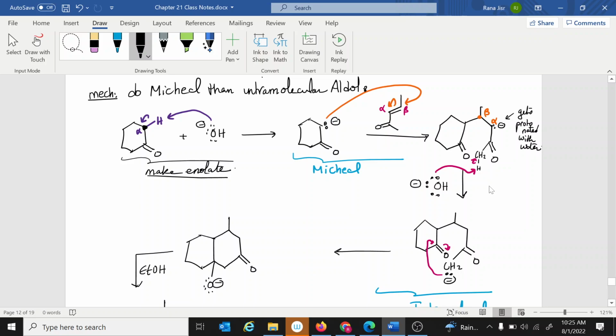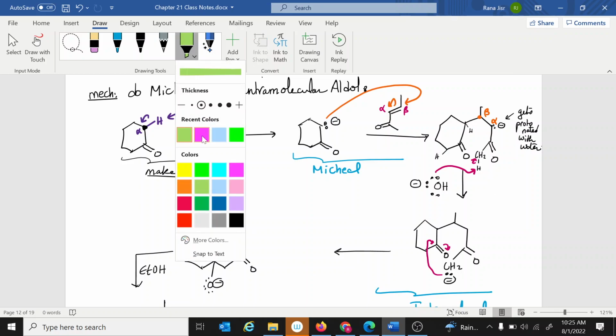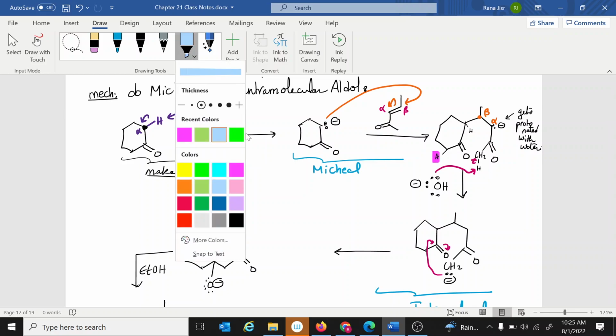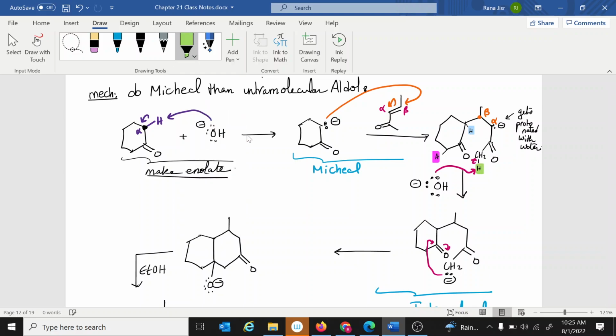I know that I do have an alpha hydrogen here, and an alpha hydrogen there, and an alpha hydrogen here. I'm just going to highlight those alpha hydrogens. I have an alpha hydrogen here, another alpha hydrogen here, and another alpha hydrogen over here. This is the only one that gives me a 6-membered ring. So this is why we're going to use that alpha hydrogen.